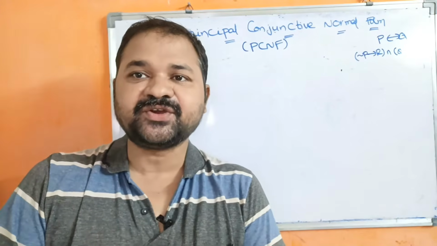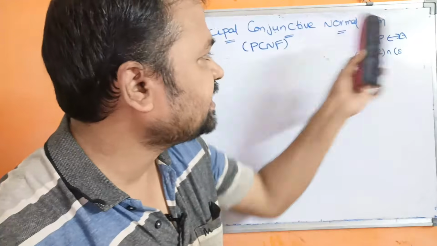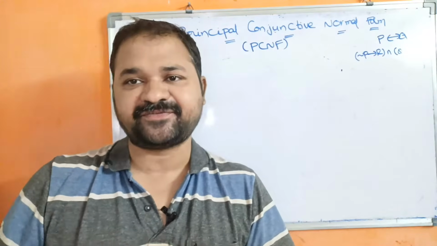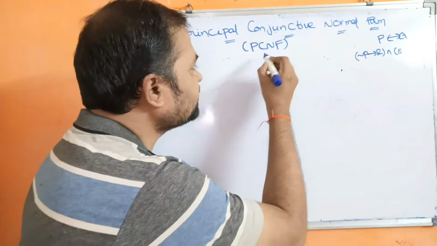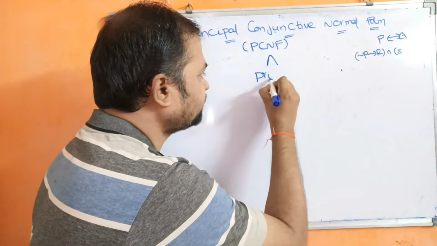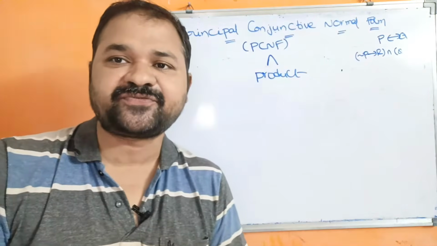In this video, we are going to discuss principal conjunctive normal form. In short, we can call it PCNF. First, let's see what is conjunction. Conjunction means AND operation. So AND means it is the product operation. Okay, let us see what is PCNF.